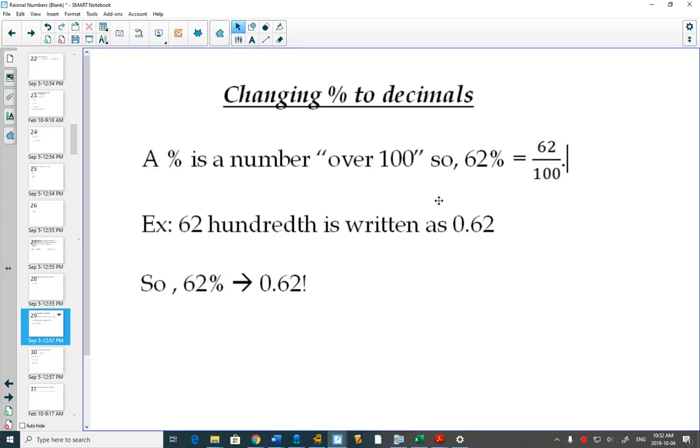So the beginning of this is review. We've changed percentages to decimals. We've talked about a percentage being a number over 100. So 62 hundredths is written as 0.62. So we can change a percentage, 62%, to 0.62.